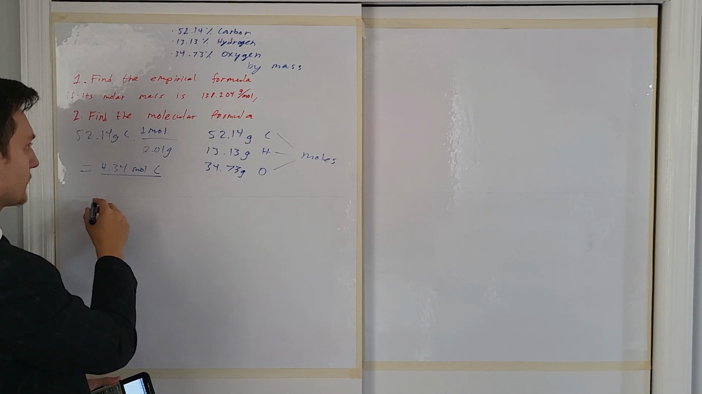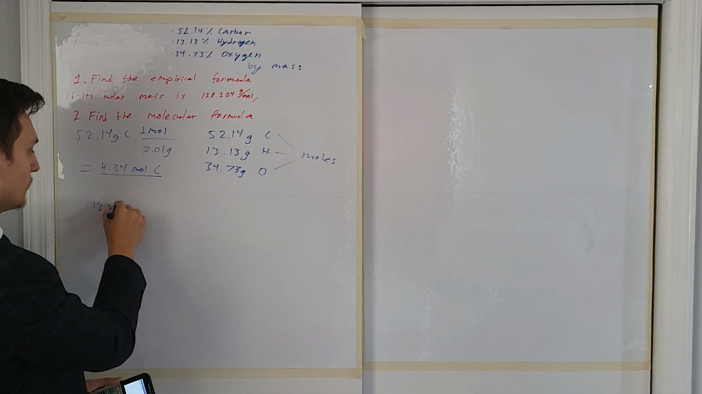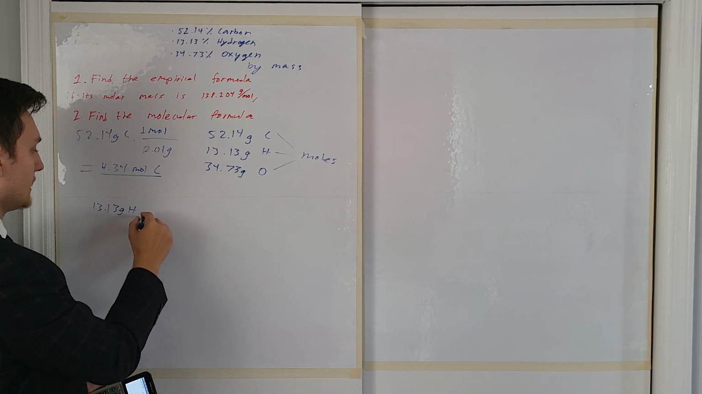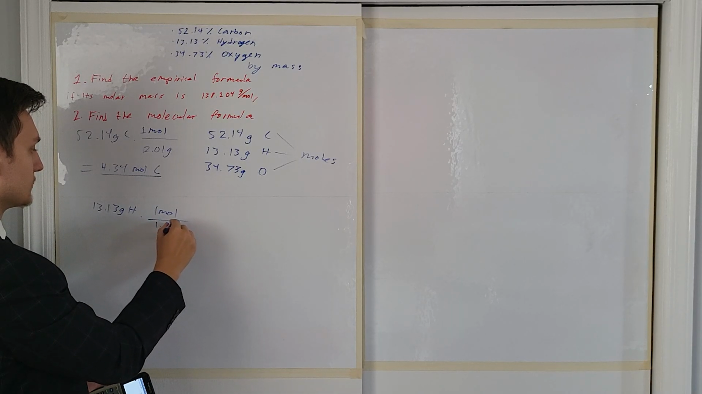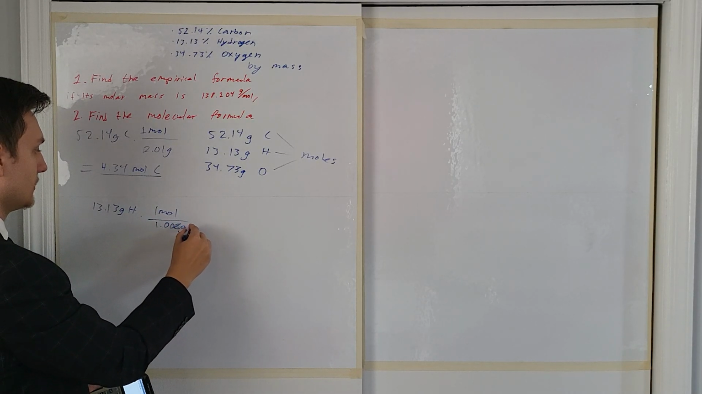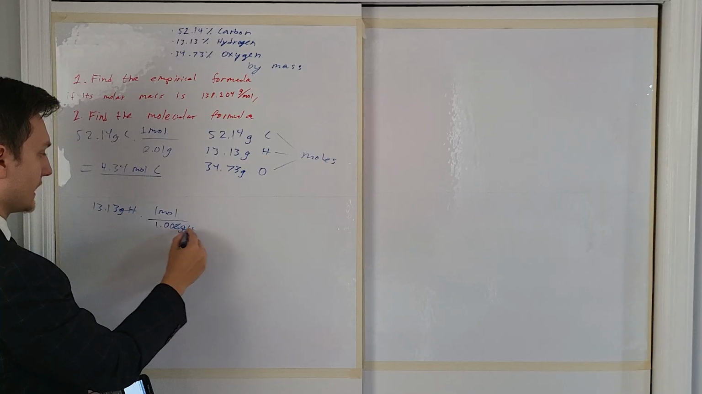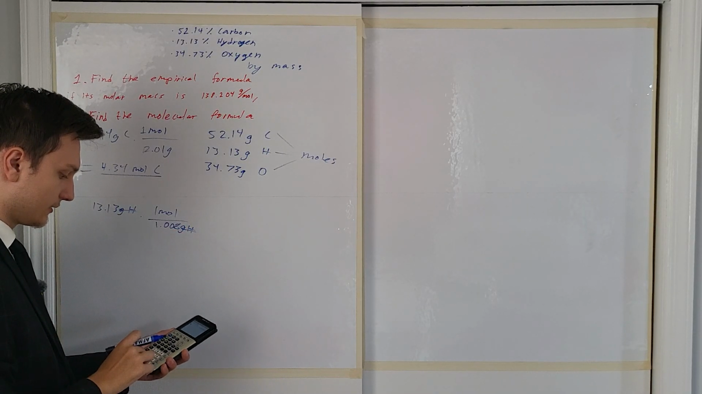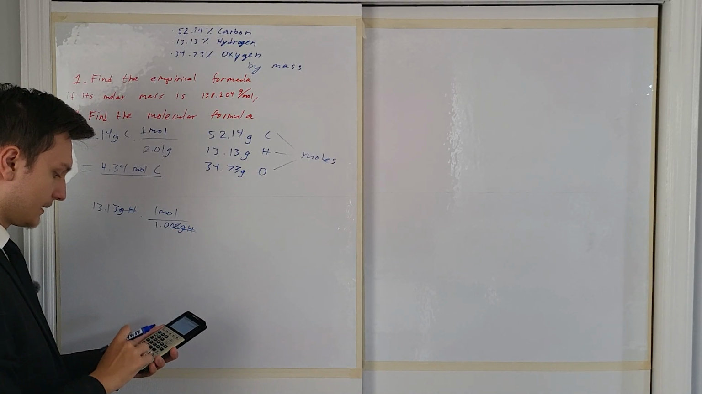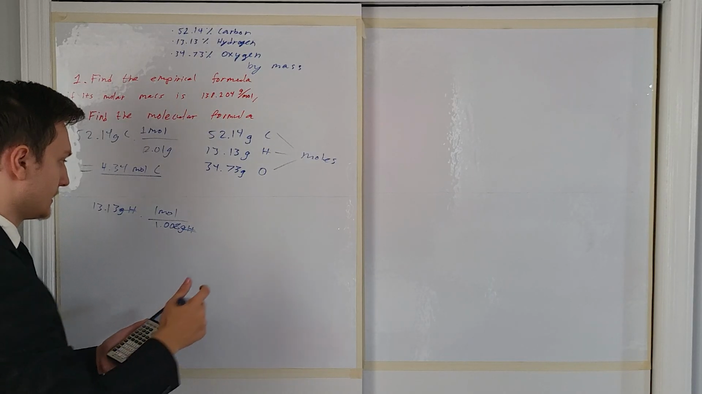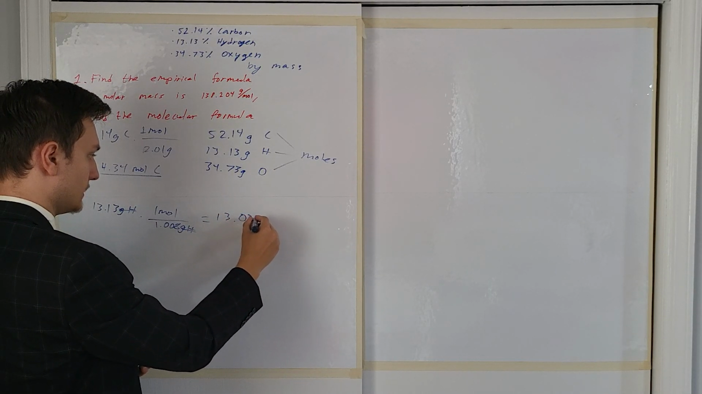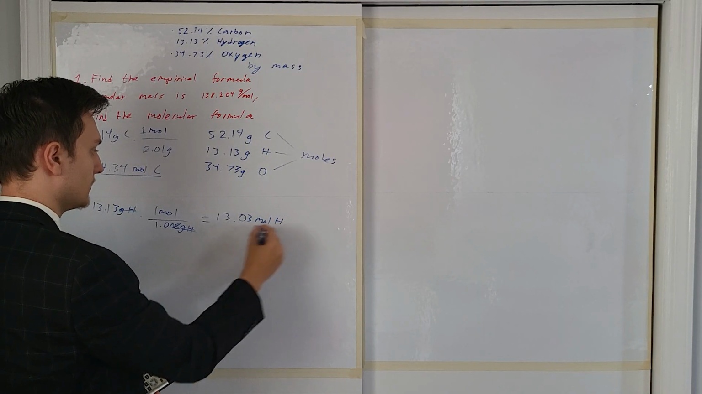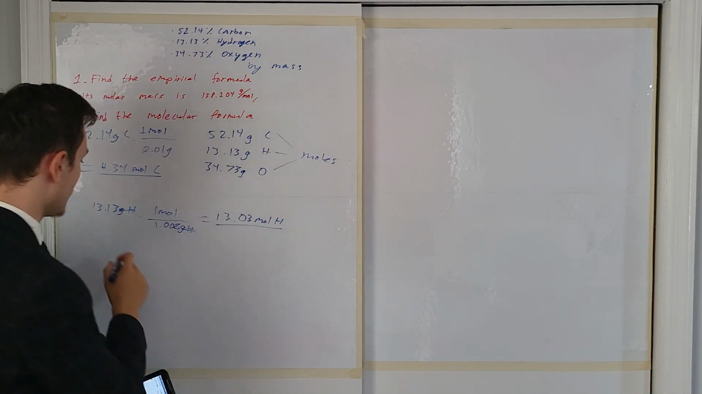We're going to do the same thing for hydrogen. 13.13 grams of hydrogen times 1 mole for every 1.008 grams of hydrogen. The grams of hydrogen will cancel. And we're going to take 13.13 divided by 1.008. And it's going to give us 13.03 moles of hydrogen. We got this. And now let's do it for oxygen.